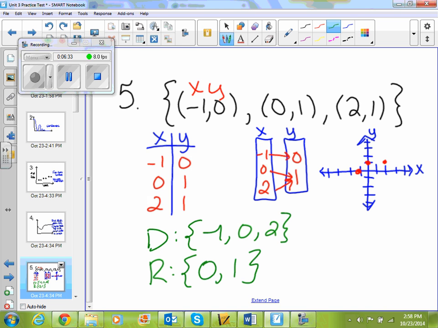So if we look just at our x values on our mapping diagram, are there any of those x values that have more than one arrow coming out of them? No, this one only has 1, 0 only has 1, and 2 only has 1. So this is a function because it only has one arrow coming out of each of the x's. Just like on a vertical line test, if it only crosses once, it's a function, more than once not. So more than one arrow is not a function.